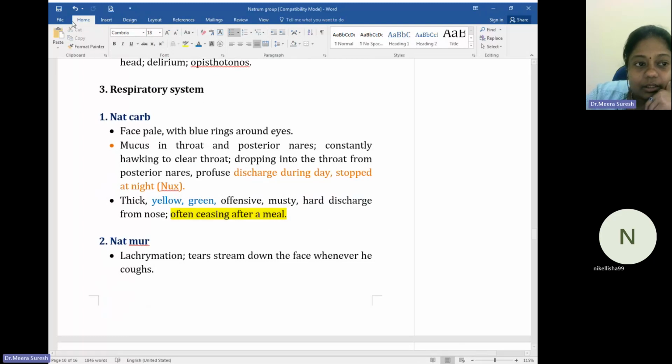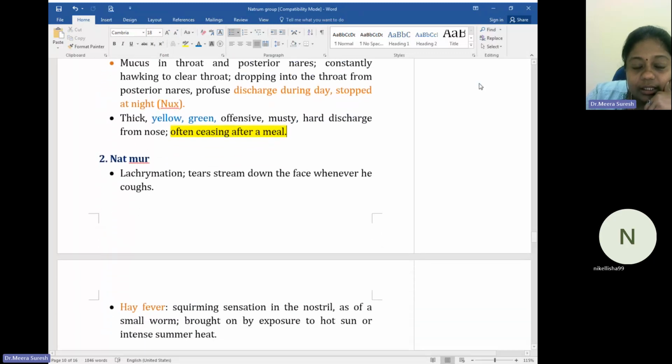This is something that I have seen. From a prescription point of view, I don't know, but I have seen for exams this term given much importance, that the discharge ends after a meal. It's a kind of amelioration feature, so they have been given.